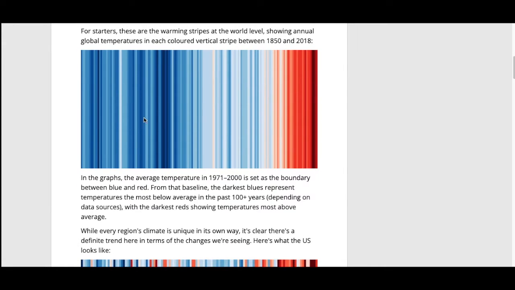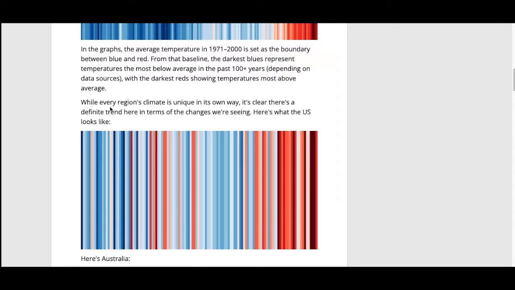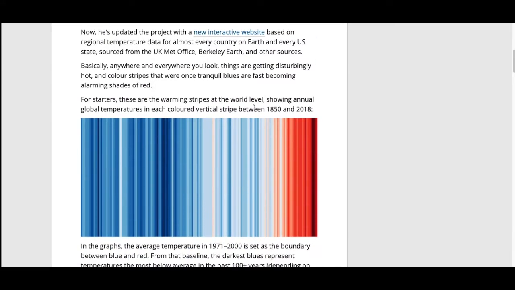If you look through the article, you can find that there are different versions of them. So you can see different ones. This is the one for the US. This is the one for Australia. But this is global, right? Between 1850 and 2018. And you can see these are representing temperatures. And you can see they get really, really hot.